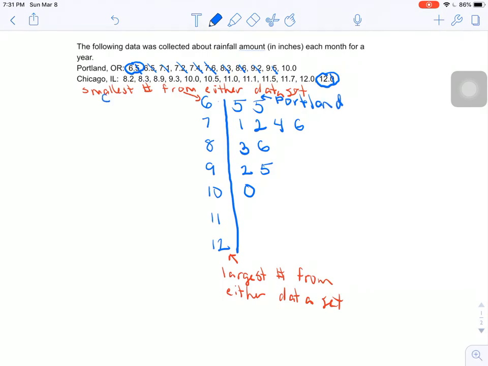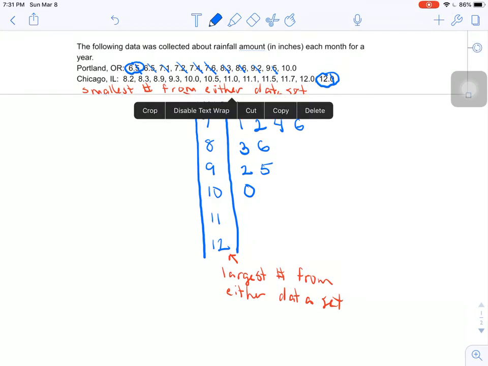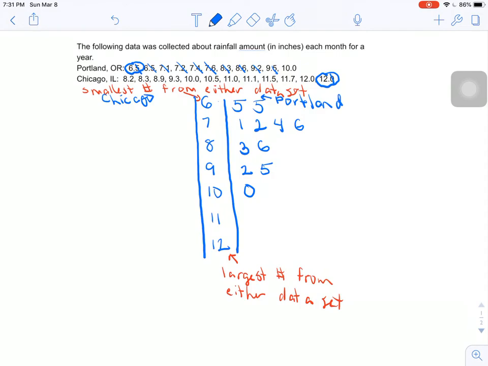And over here, we're going to put our Chicago data. So this is where we're going to get a little bit creative. We're going to draw a line on the other side of our stem, and we're going to put another stem and leaf plot on the other side of that for our Chicago data. Where this is going to get a little bit interesting is that since we're on the left side of the stem, the stem and leaf plot is going to be backwards. So the smallest number should always be closest to the stem. It's going to look like this. 8.2 and 8.3 would look like this.